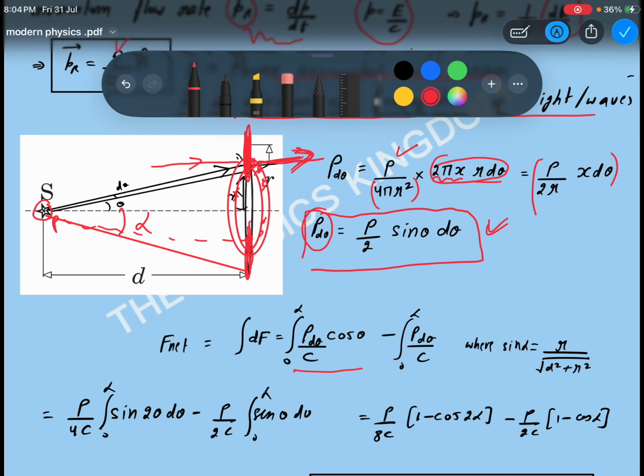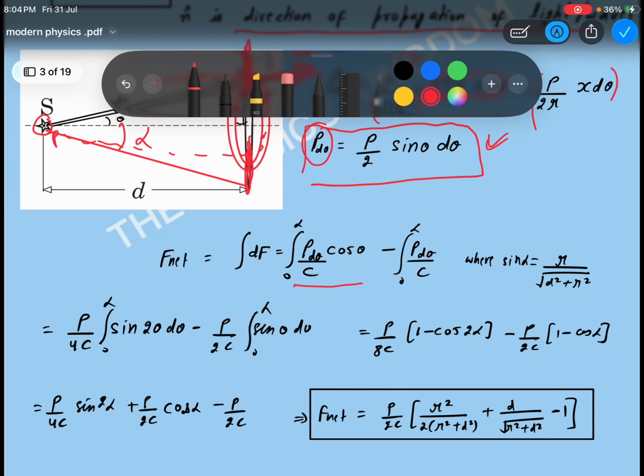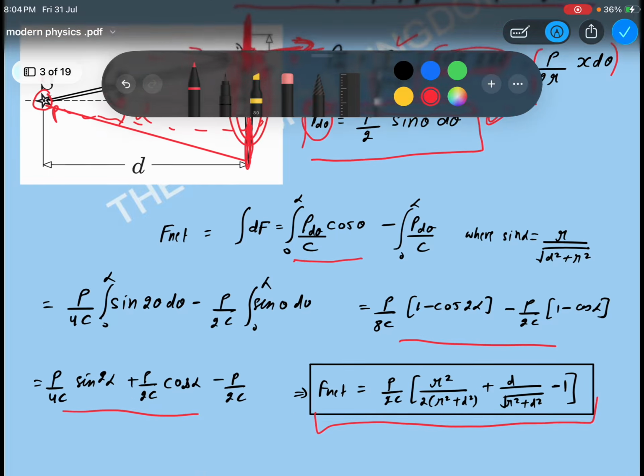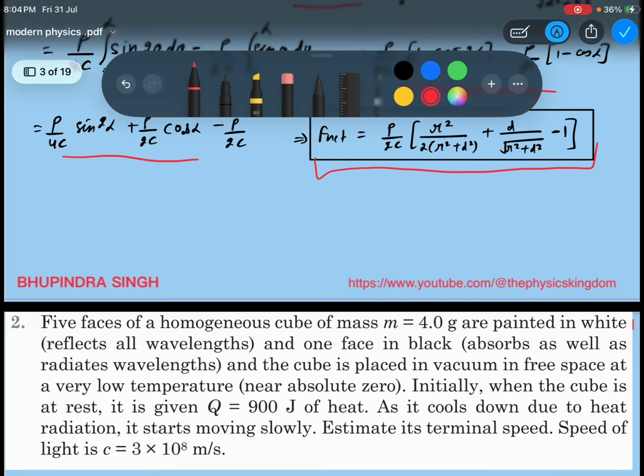Okay, beta. Then I am integrating the expression. Sine alpha you can write. So you can see the integration step by step, and then by substituting the values I am getting the net force, right? Very important question. If there is any confusion, please write in the comment section. Don't worry. Now let's move to the next question.